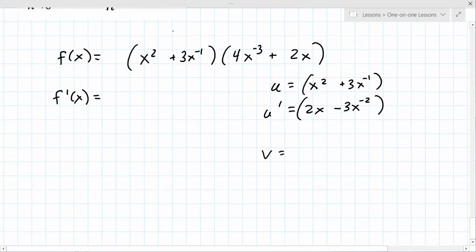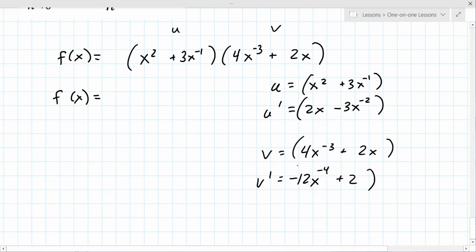So this is u, and this is v. Let me make a small adjustment here. Get rid of this because it's not relevant. So v is 4x to the minus 3 plus 2x. Tell me what v prime is. You bring this minus 3 down. It's going to be negative 12x to the negative 4 plus 2. Good. Very good. Now, f of x, our original thing, is really u times v.